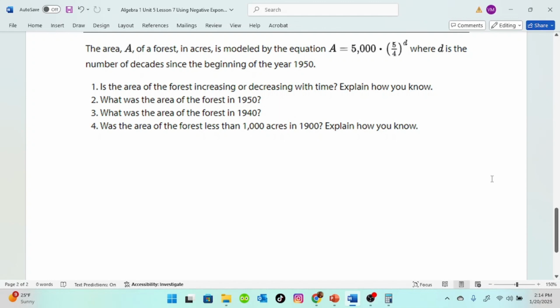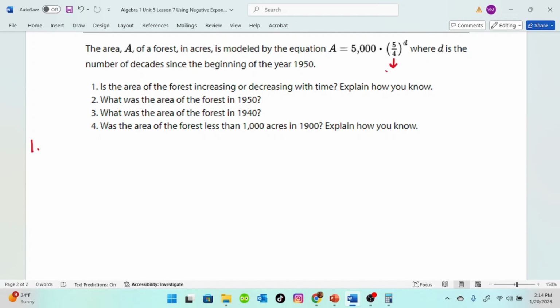Our last practice problem says the area, A, of a forest in acres is modeled by the equation A equals 5,000 times 5 over 4 to the power of D, where D is the number of decades since the beginning of the year 1950. Number 1 asks us, is the area of the forest increasing or decreasing with time? Explain how you know. To determine this, what you need to look at is the growth factor.